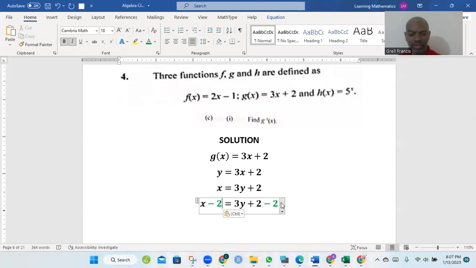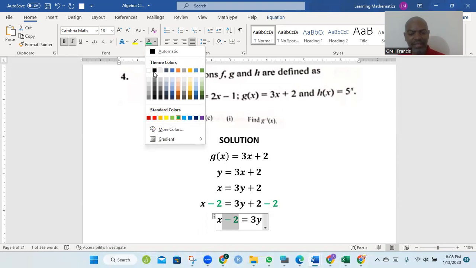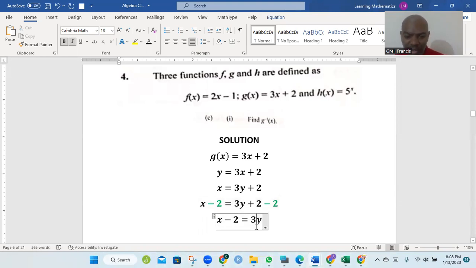So now, as you can clearly see, plus 2 is cancelled out from the right side. And what you have on the left side now is x minus 2. On the right side, it was a plus 2, but on the left side now, it is a minus 2. Now we're going to cancel out that 3.